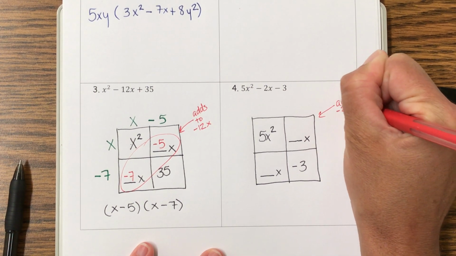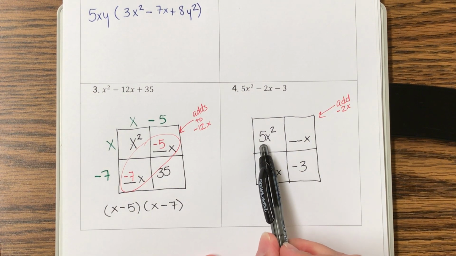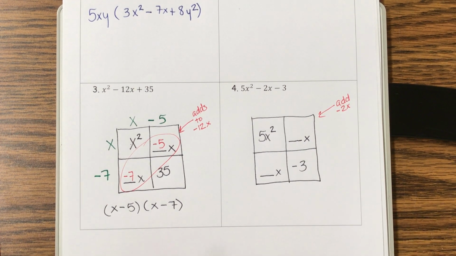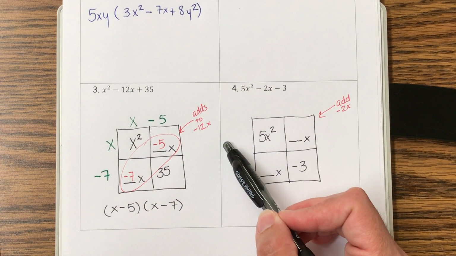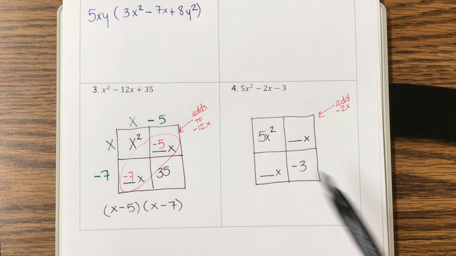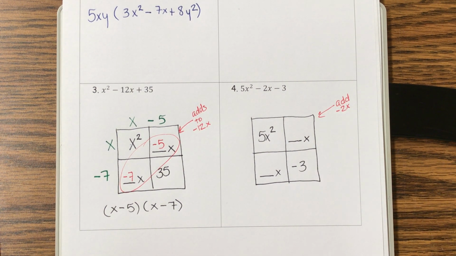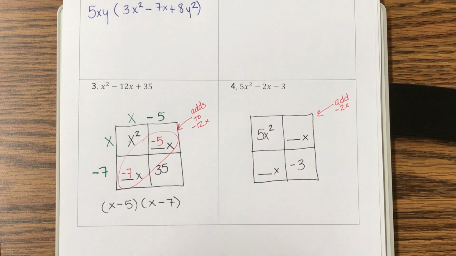So these two have to add to negative 2x. Because I've got a leading coefficient with the 5x squared, I've got some options here. The truth is I could still use a guess and check approach to this one, because you know for a fact one of them is going to have to be an x, and one of them is going to have to be a 5x, just for the simple fact that it's a 5x squared. And then I've got a negative 3 here, so because it's negative, it makes it a little bit harder, but you know one of them is going to have to be a 1, and one has to be a 3, and one has to be positive and one has to be negative.